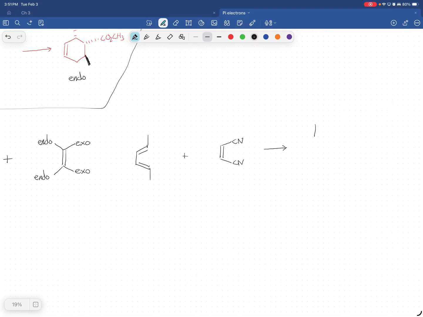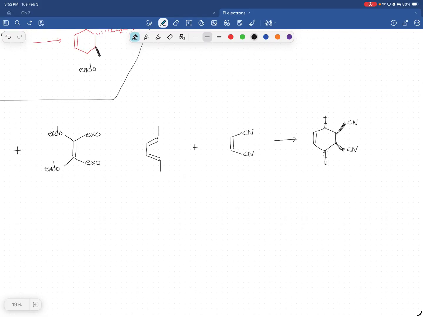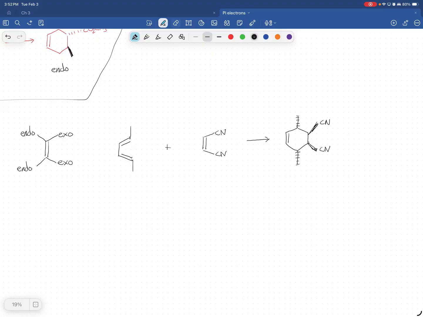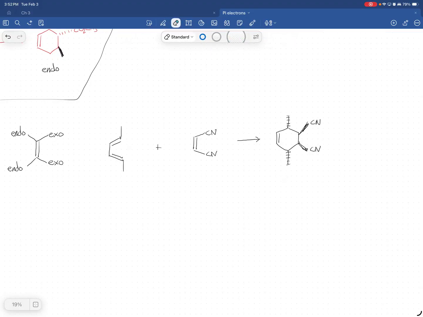Okay. So, you have two potential products here. Let's draw the ring. If these methyl groups are the opposite stereochemistry of your substituents on the dienophile, this is the exo adduct. See here, they are wedged. This is the exo adduct.